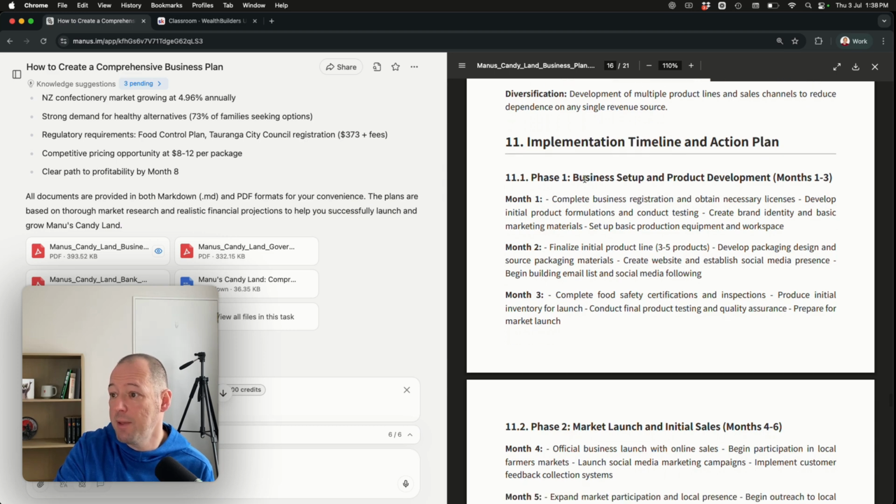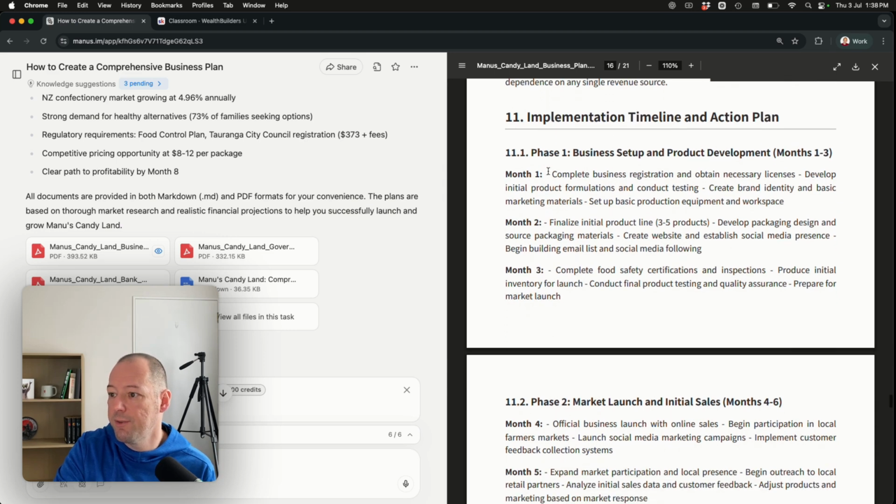Implementation timeline and action plan. And this is pure gold, my friends. Here, first month, complete business registration, obtain necessary licenses, develop initial product formulations, and conduct testing. That's what I meant. You're going to cook something up in your kitchen. You're going to test it yourself, your family, your friends. You're going to go to the market where you pay like $20 for a stand, and then you're there giving away your candy to get feedback from people.